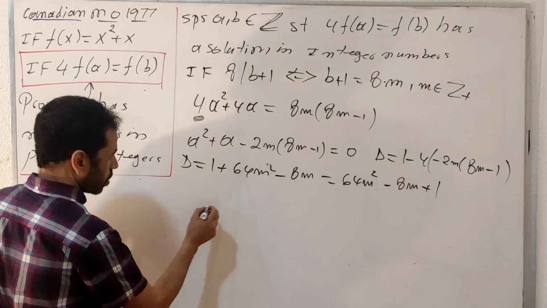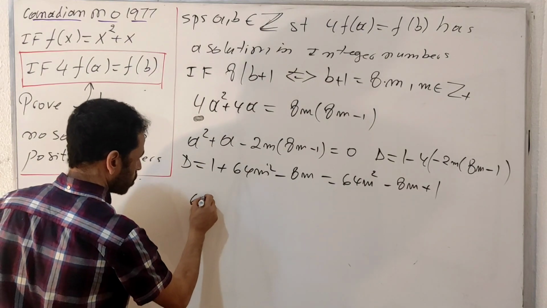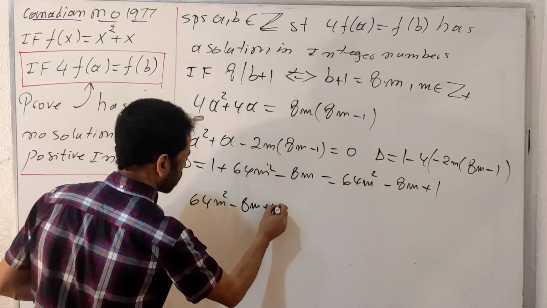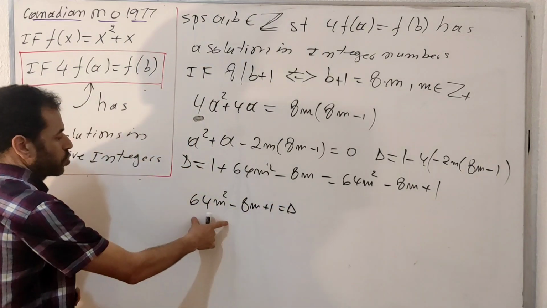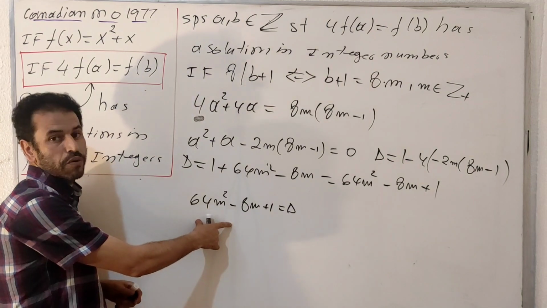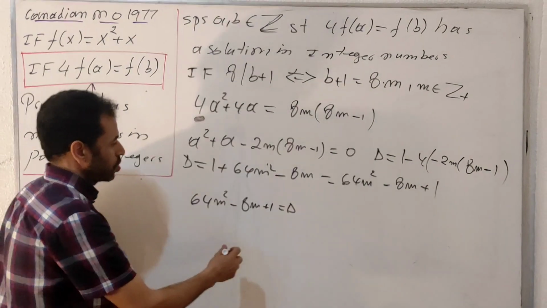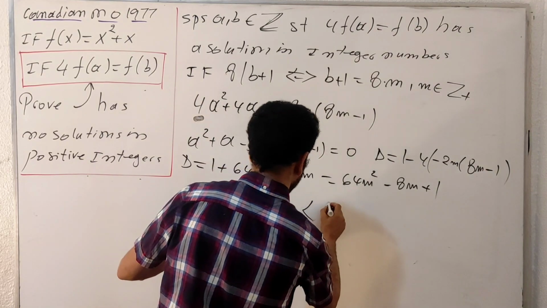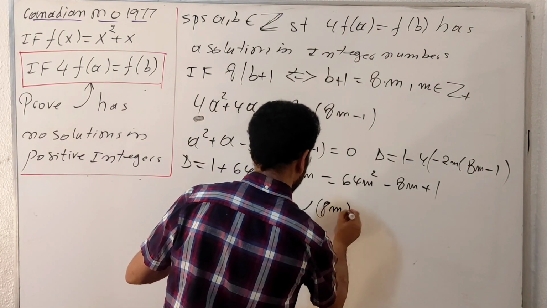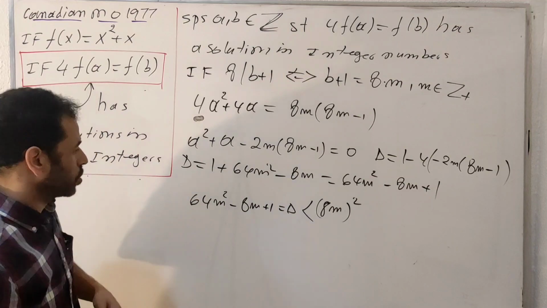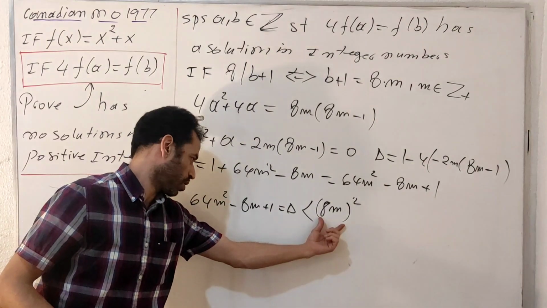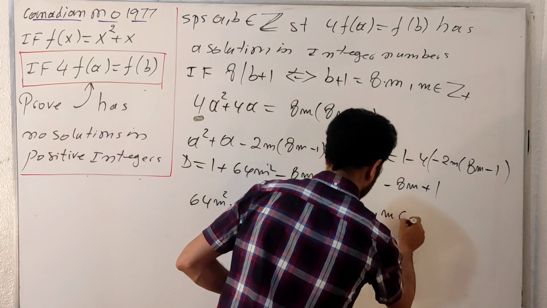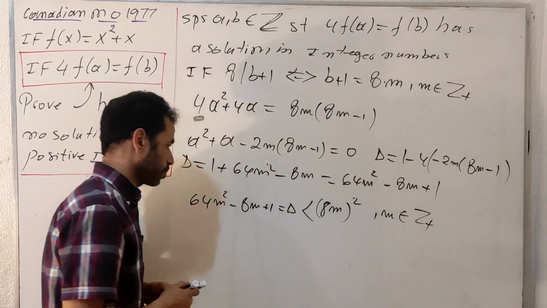I will have the same thing here: 64m squared minus 8m plus 1, which equals delta, and this is supposed to be a perfect square to have a solution. But this one is strictly inferior to (8m) squared, because this one is always smaller than this one if we have m as a positive integer.